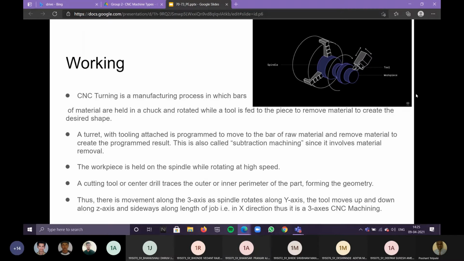CNC turning is a manufacturing process in which bars of material are held in a chuck, as I said, and the tool is fed to create the desired shape that we want. The cutting tool or center drill traces the outer or inner perimeter of the part, forming the geometry. As we can see, this is a 3-axis machine. As the spindle rotates along the y-axis, the tool moves up and down along the z-axis, and sideways, that is along the x direction. Thus, this is 3-axis CNC machining.